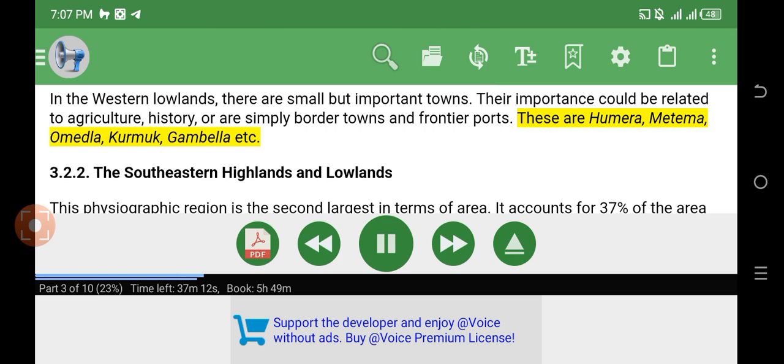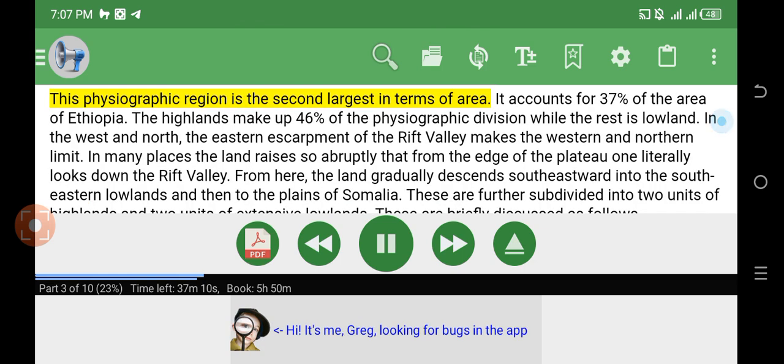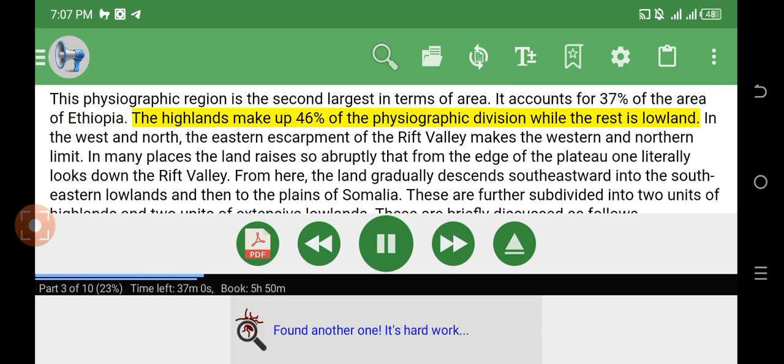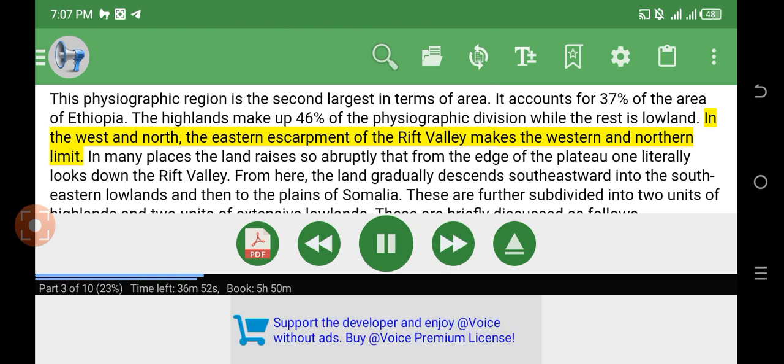3.2.2. The Southeastern Highlands and Lowlands. This physiographic region is the second largest in terms of area. It accounts for 37% of the area of Ethiopia. The highlands make up 46% of the physiographic division while the rest is lowland. In the west and north, the eastern escarpment of the Rift Valley makes the western and northern limit. In many places the land rises so abruptly that from the edge of the plateau one literally looks down the Rift Valley. From here, the land gradually descends southeastward into the southeastern lowlands and then to the plains of Somalia.